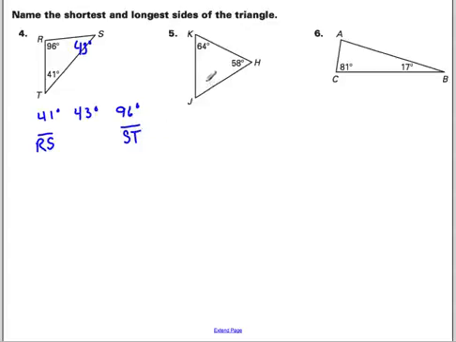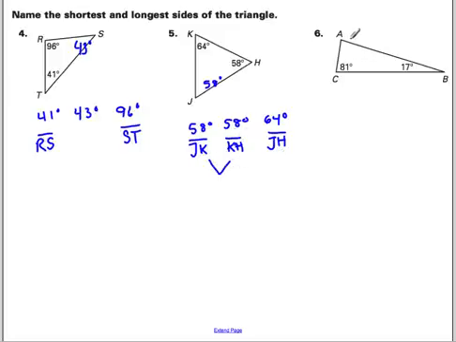I'll do the same thing with number 5. Using the triangle sum theorem, I get that this is 58 degrees. So if I have 58 degrees and 64 degrees, I'm just placing these in order from the smallest to greatest. I definitely know that JH, which is across from the 64 degrees, is going to be the longest side. And then either one of the other two sides would be the shortest side. You could say JK, or across from this 58 degrees would be KH. Either one of these is the shortest. This is definitely going to be the longest.